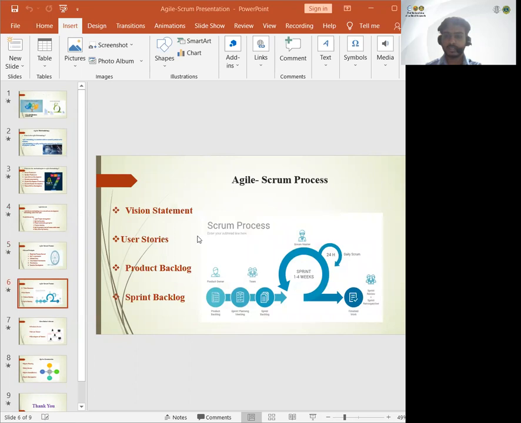Let's look at what the steps in the Agile Scrum process are. First one is the vision statement. Second one is user stories. Third one is the product backlog. And last one is the sprint backlog. Let's look at the vision statement. It means firstly the project is started with ideas, goals and vision. That is the vision statement.